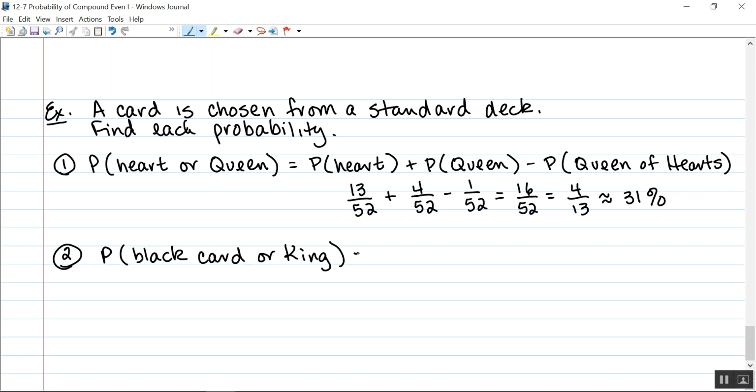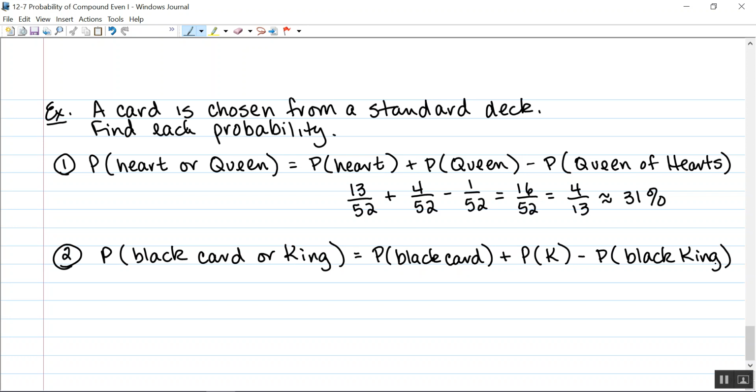And let's take a look at one more example here. What's the probability of drawing a black card or a king? So we need the probability of a black card plus the probability of a king minus the probability of a black king.